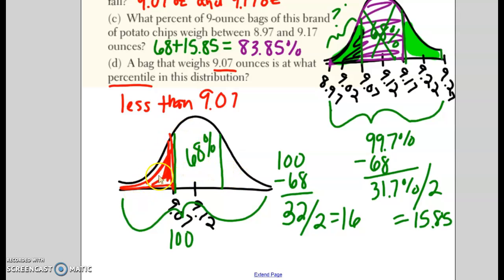Oh, sorry, I don't even need that. I just need this tail. So I got my 16%. I'm not adding anything. So less than 9.07, this is the 16th percentile.